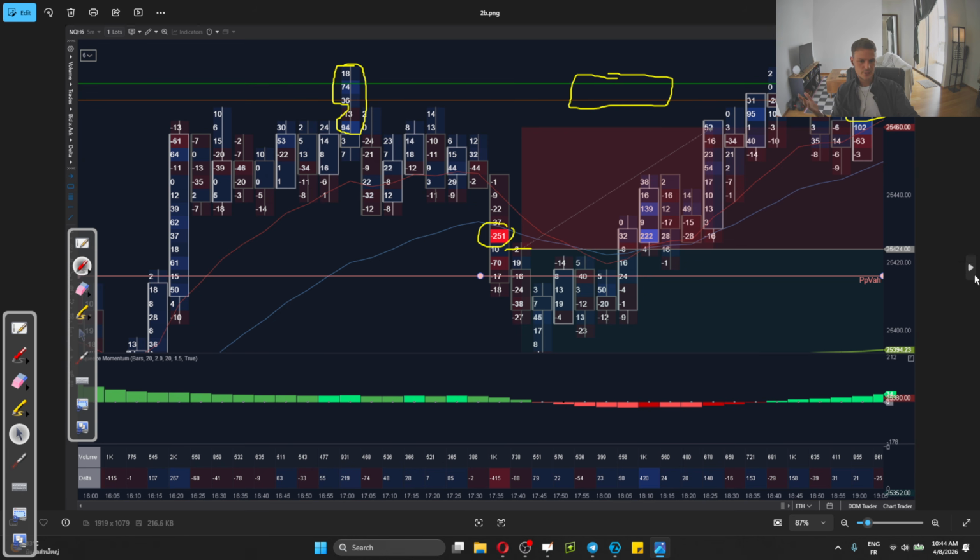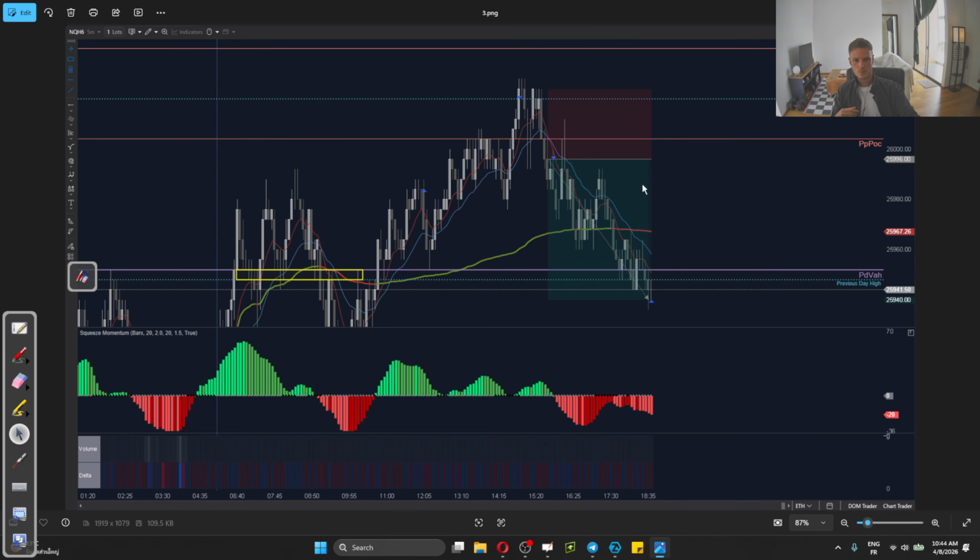Okay, that's it for this trade. This was a loss. Now here, what do we have? Previous day point of control, previous day high. So we took the highs of the previous day.